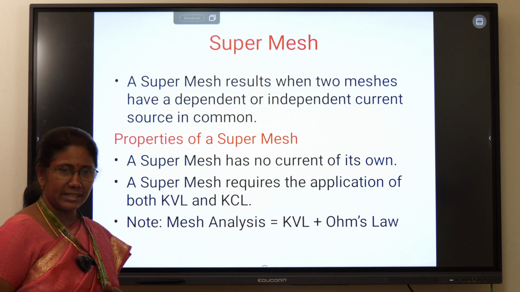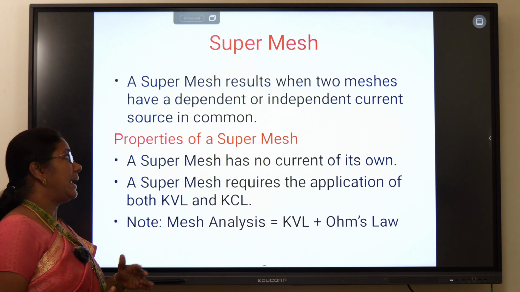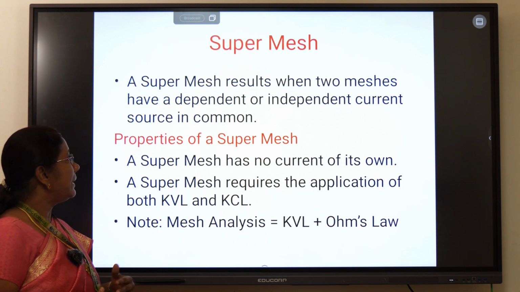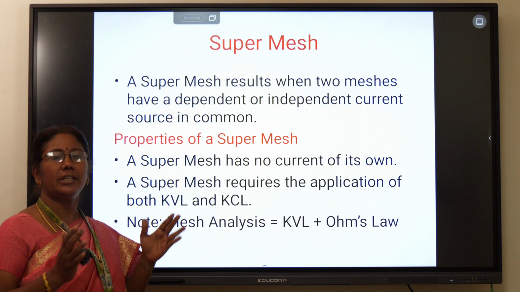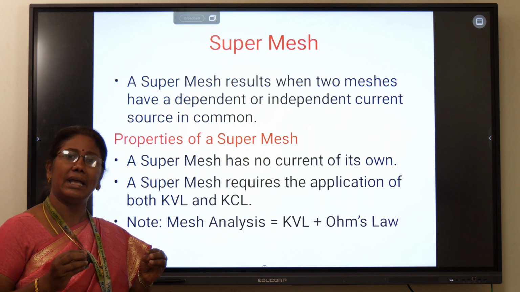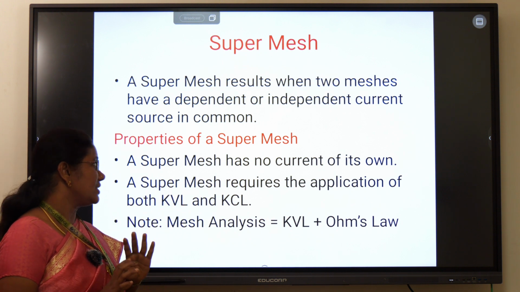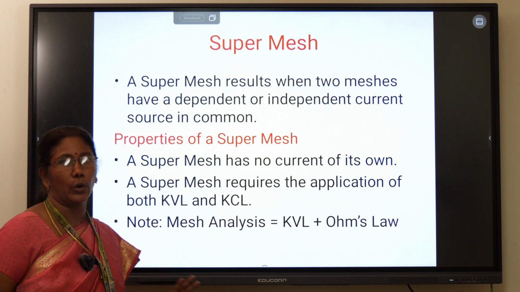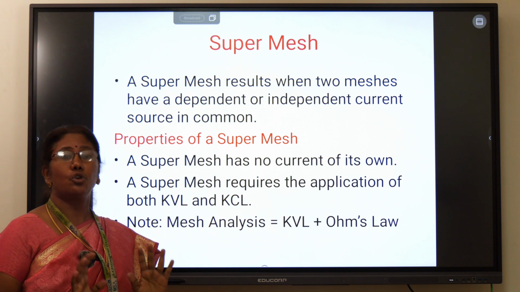Before going to the nodal analysis, we have to know what a supermesh is. A supermesh results when two meshes have a dependent or independent current source in common, that is, between the two meshes. If we have any independent or dependent current source, then it is called a supermesh. The properties of a supermesh are, a supermesh has no current of its own because it has the independent or dependent current source between the two meshes.